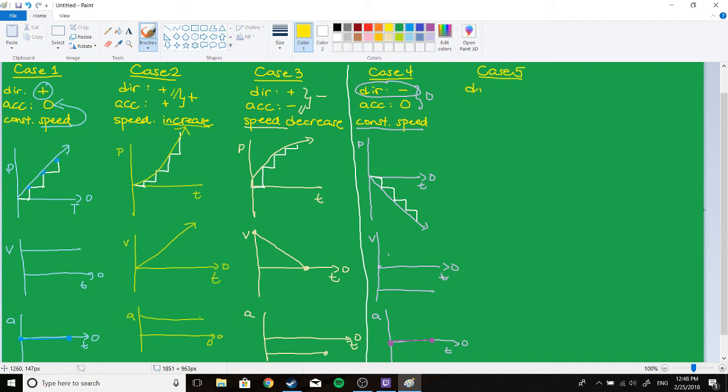Here, your direction is negative, but your acceleration is positive. That means that if you are negative in direction but positive in acceleration, you're actually negative. That means you are decreasing speed. Might sound confusing at first, but again, negative direction, positive acceleration, multiply the two gives you a negative result, decreasing speed.